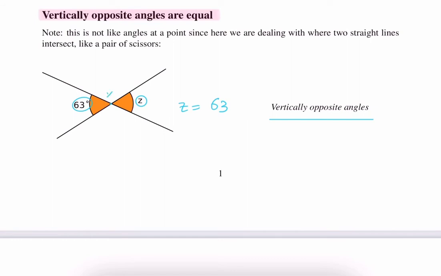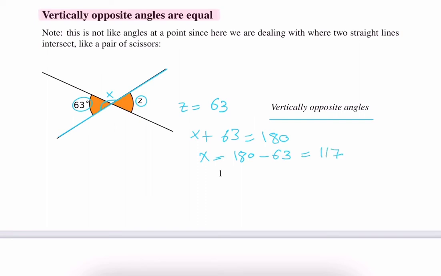I believe now that you can get this angle. We can call it X. As you can see, 63 with angle X on the same straight line. So both angles add up to 180. So I know that X plus 63 equal 180, which means X equal 180 minus 63, which is 117.